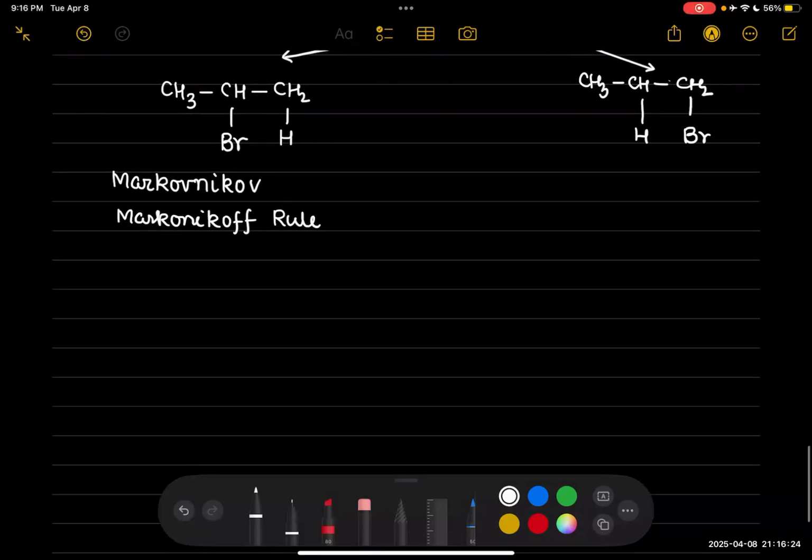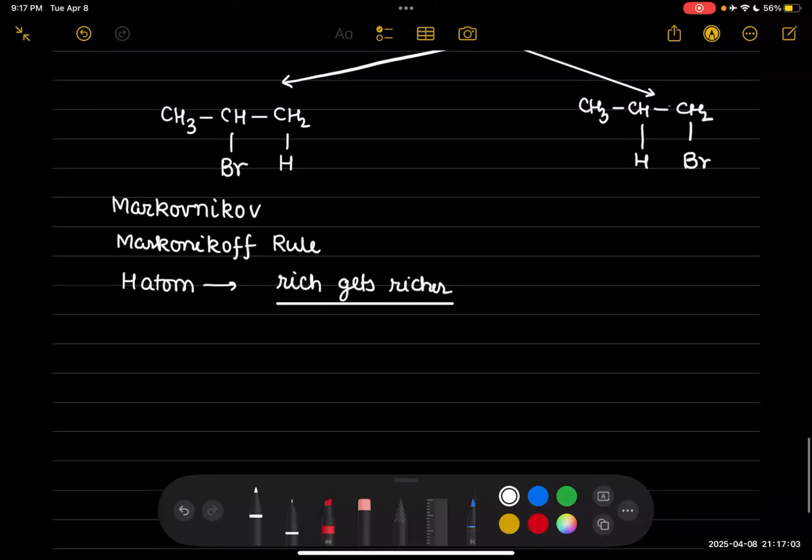It says, if I say it in terms of H, for H atom, you are going to follow Markovnikov rule, and rich gets richer. Means this is with respect to H atom.